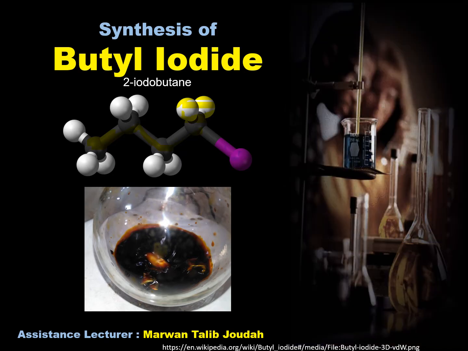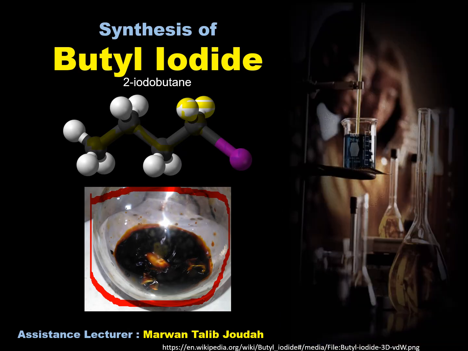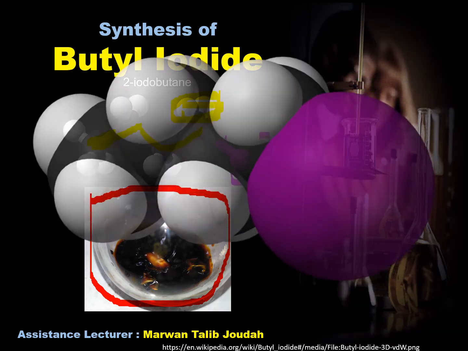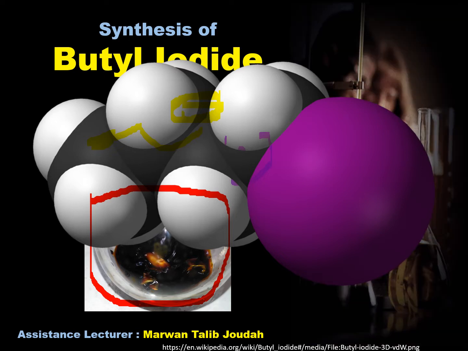This picture represents the look of the final product, which is the butyl iodide. It's impure. We are not going to purify it. We will just make the compound, collect it, and that's it. And then we will be finding out the percentage yield of the molecule. This is also the 3D structure of the molecule, as you can see here.